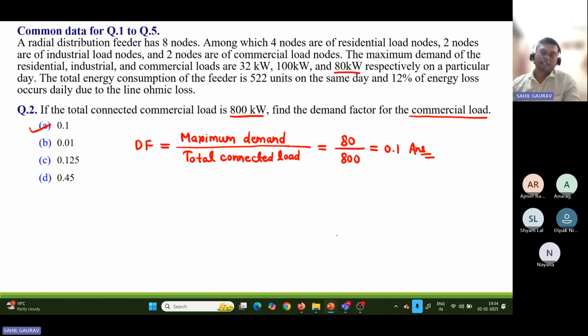Here in this problem, it is asking specifically about the commercial load. If they are asking about the group, then this maximum demand we have to take as group peak demand, not sum of individual peak demand. So it is group peak demand.